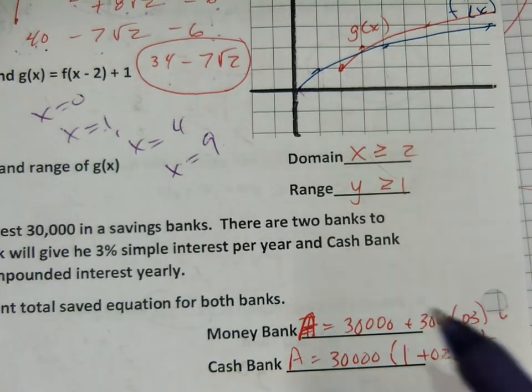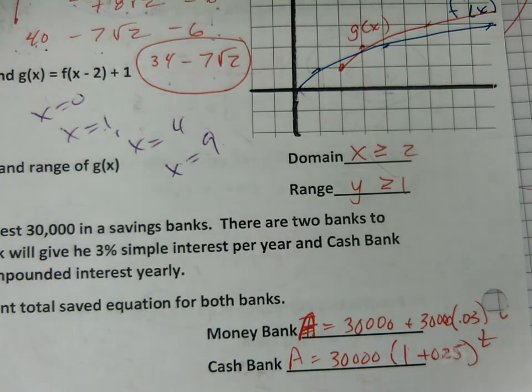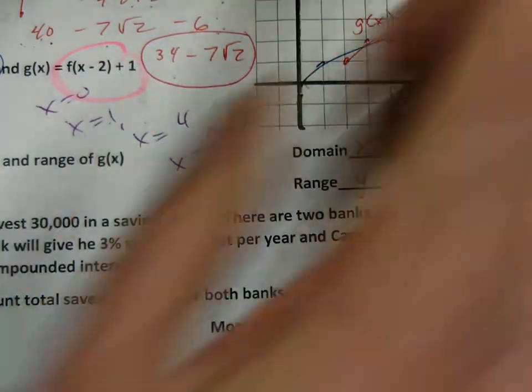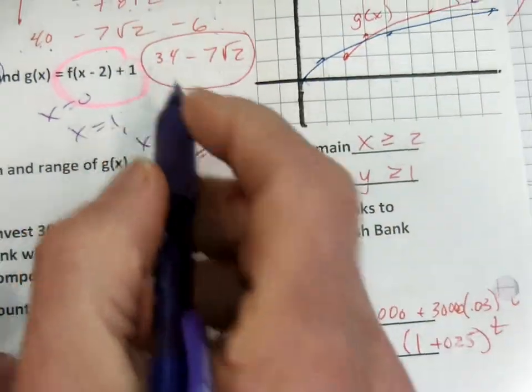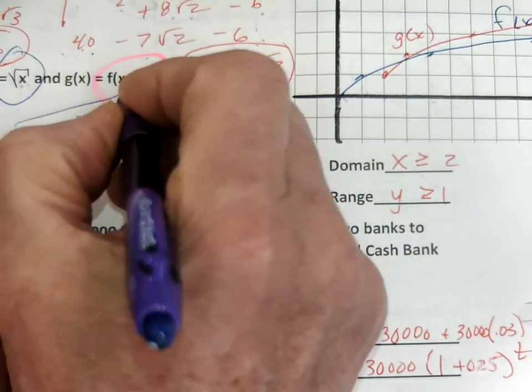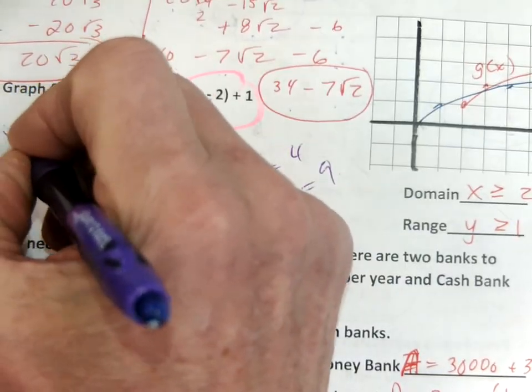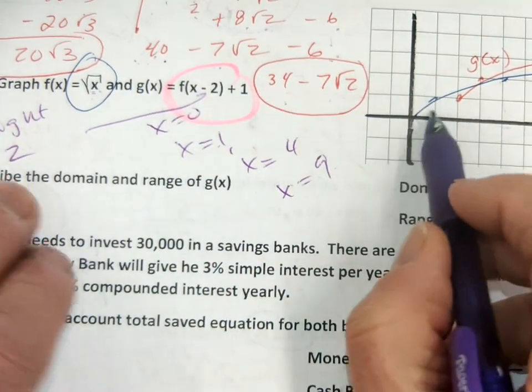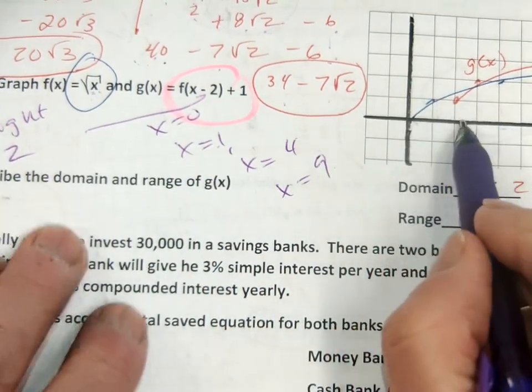And then I'm going to move this. Okay, we've done this before. We've done translations. So I'm going to take my square root graph and move it to the right. Remember, it's the opposite. I'm going to go to the right 2, and then up 1, right? So I just took my whole graph, moved it to the right 2, and up 1.